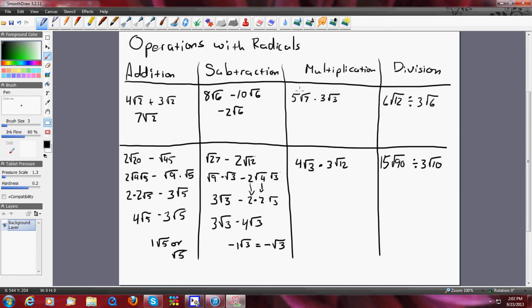Multiplication is a little bit different, but it's actually a little bit easier as well. All you do is you multiply the number in front of the radical sign. 5 times 3 is 15. You multiply what's underneath the radical sign. 7 times 3 is 21, so you get 15 radical 21.